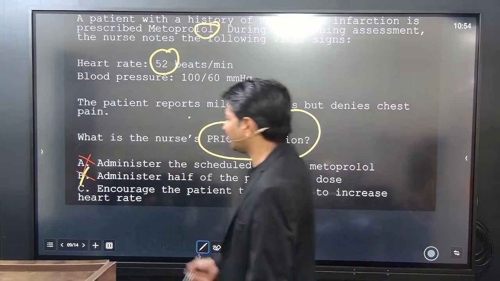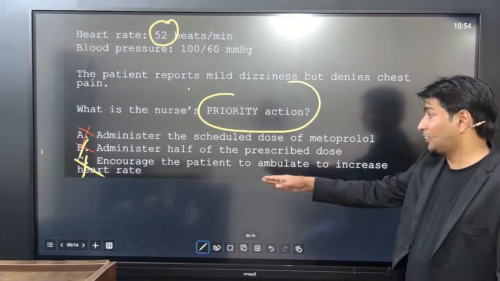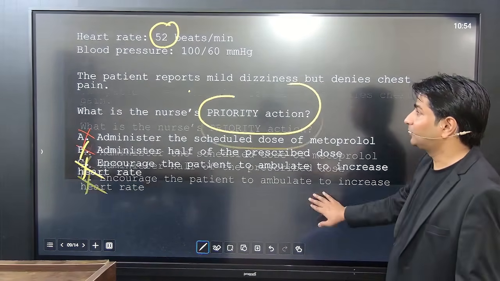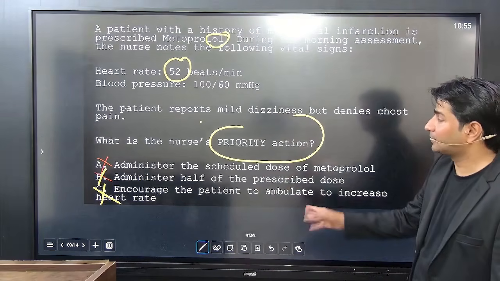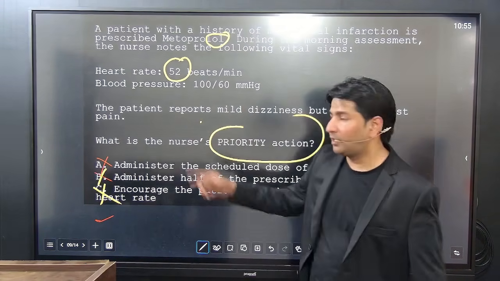myocardial infarction. And the last option here didn't show up when I was making my slide, so I'll just tell you what it is. The last option is withhold the medication. Yes, what do we need to do with the medication? We have to withhold it so that more bradycardia doesn't occur.